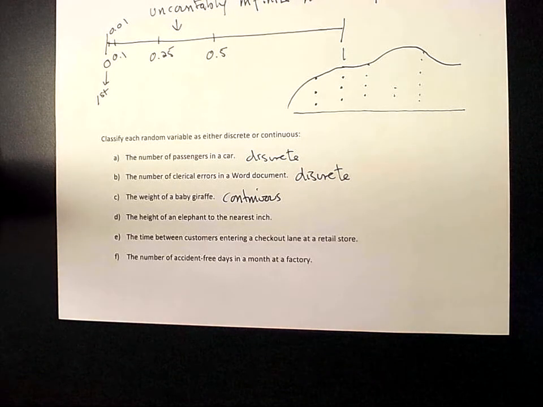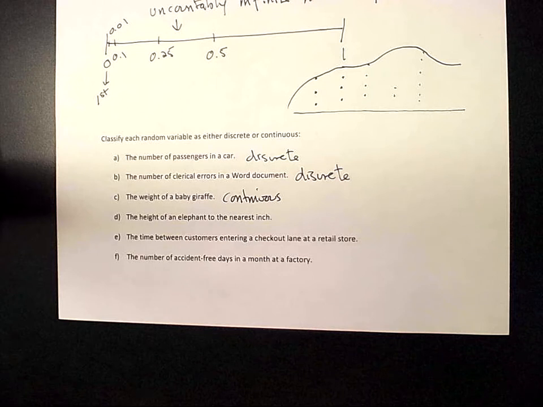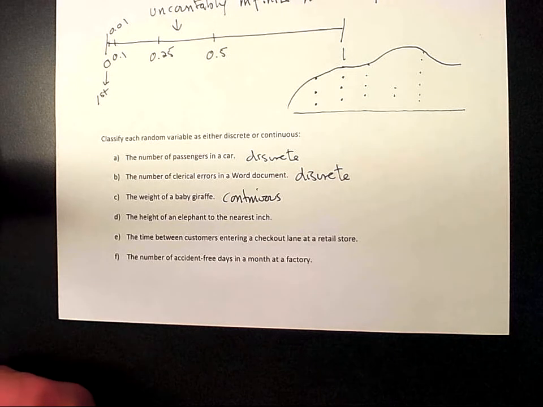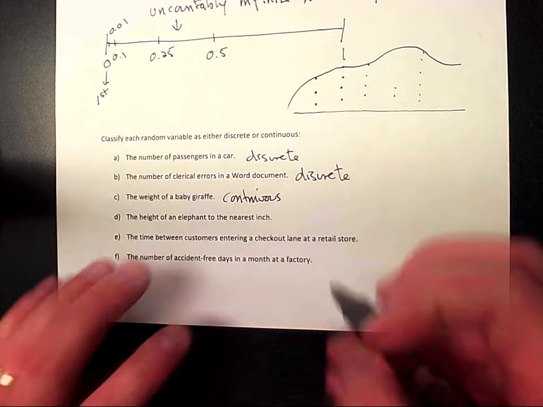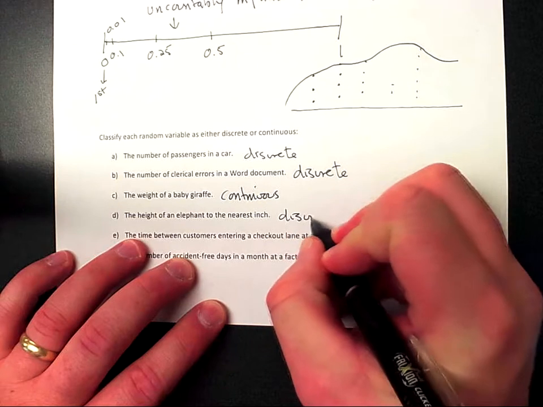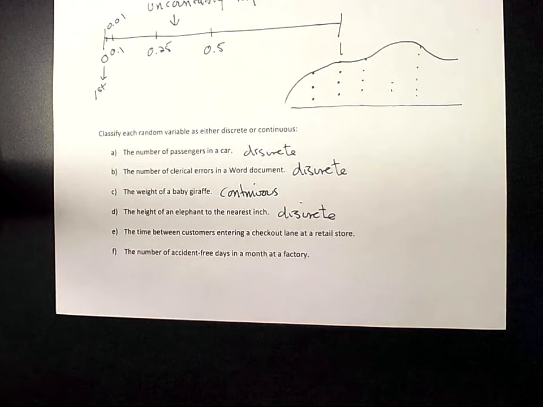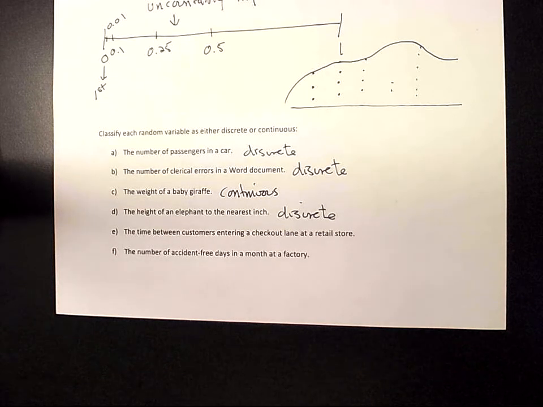All right. What about the height of an elephant to the nearest inch? Discrete, right? Is everybody good that this is discrete? If I said it was just the height of an elephant, it would be discrete or continuous. Everybody get the gist? Cool. The time between customers entering a checkout lane at a retail store. So you're looking at the time between customers. Continuous. Why is it continuous?